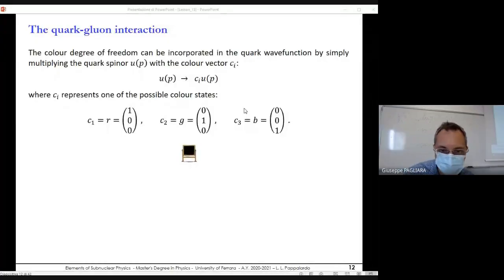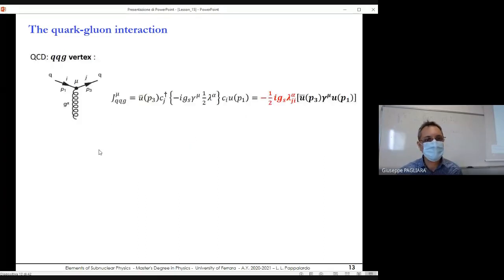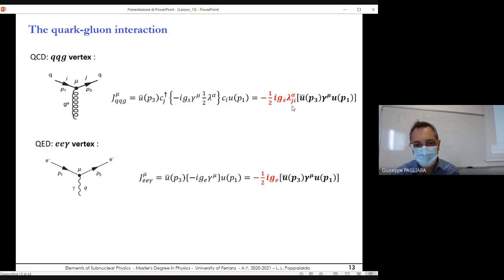Okay. Now back to the slide. So let me summarize here what we found on the board. This is indeed the current that we just derived for the quark-quark-gluon vertex. It was our starting point. This is our arrival point, where now we have this matrix element put here explicitly. And this is the corresponding QED vertex, the one that we know already. So this is the electron-electron-photon vertex.